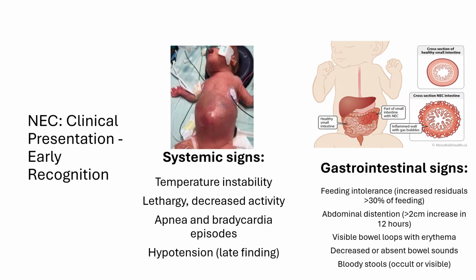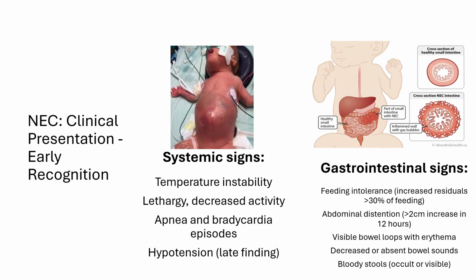Early NEC recognition requires understanding that this disease is a master of disguise, often masquerading as sepsis with subtle systemic signs appearing before obvious abdominal findings. Think of early NEC like a house fire that starts in the basement. The smoke detectors upstairs go off first, but you might not immediately see flames. The systemic signs are your smoke detectors: temperature instability, lethargy, and increased apnea and bradycardia episodes signal something is wrong before the intestinal fire becomes obvious.